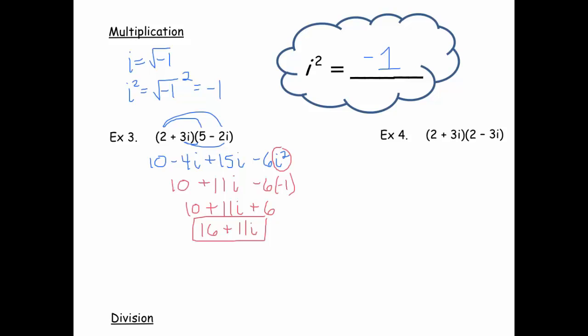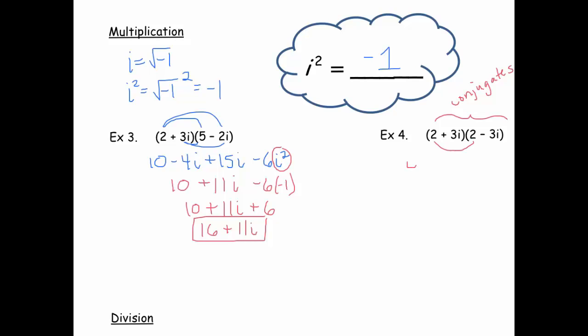Ooh, this one looks kind of interesting. Notice it's almost the same number, except the sign in between the real and the imaginary part is different. Okay? These are called conjugates. Okay? And I'm going to explain more about that in the division problem. So let's do our multiplication.